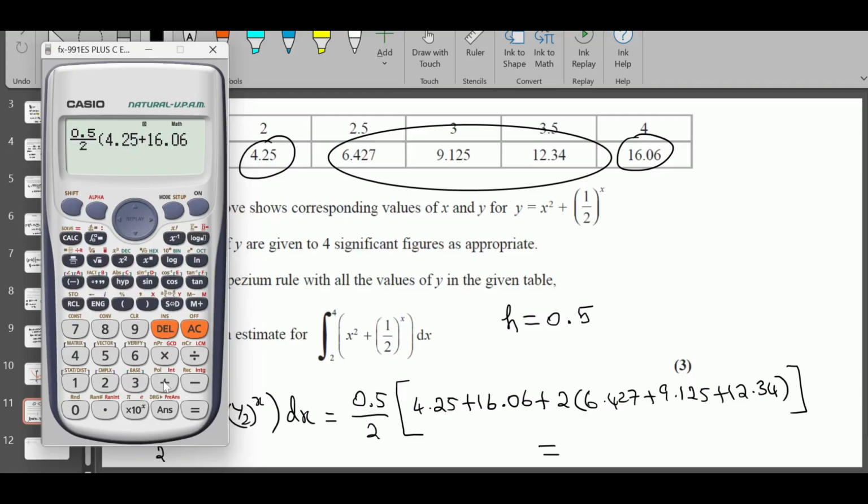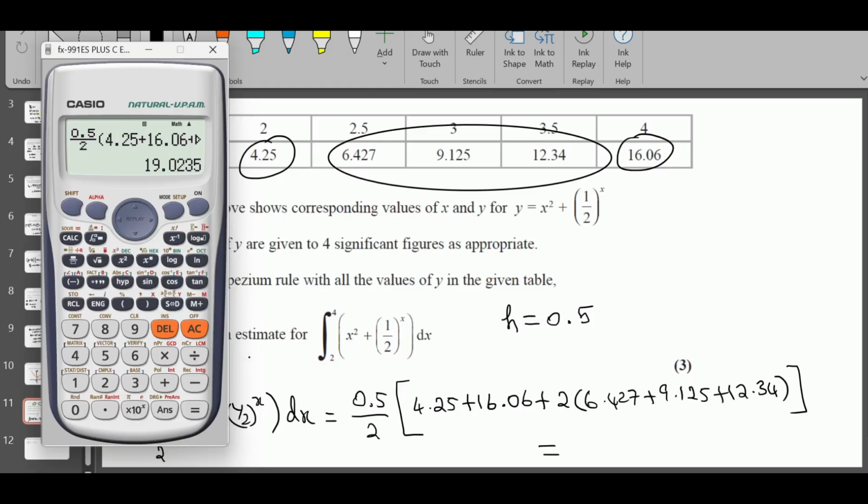And then plus 2 times, second time I open the bracket, so I need to close the bracket twice. 6.427 plus 9.125 plus 12.34, close the bracket again, press equal.